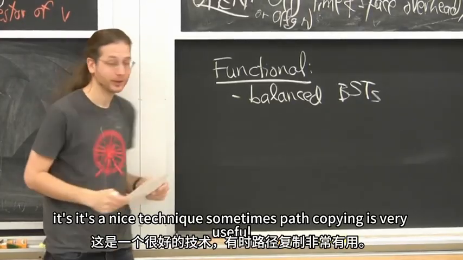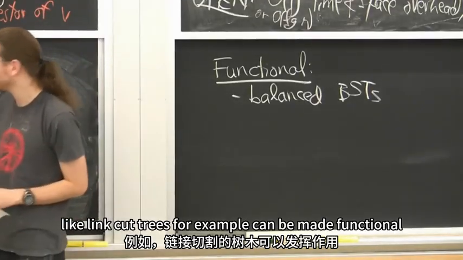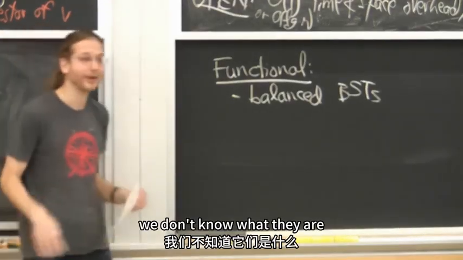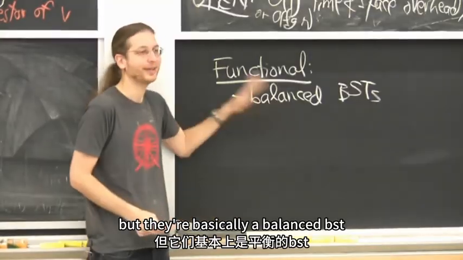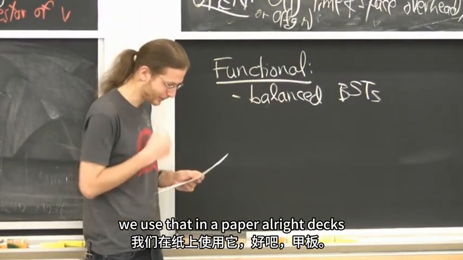Sometimes path copying is very useful, like link cut trees, for example, can be made functional. You don't know what they are, but they're basically a balanced BST, and you can make them functional. We use that in a paper.